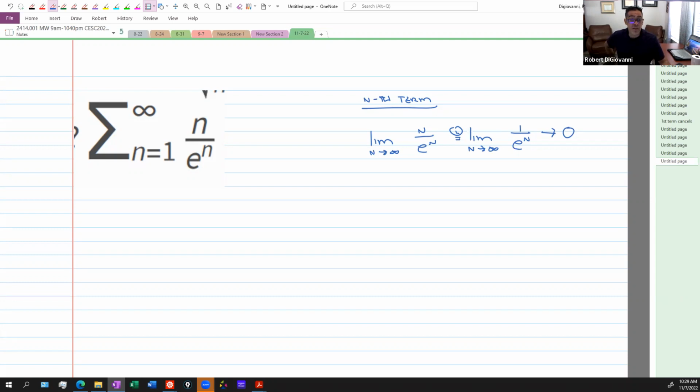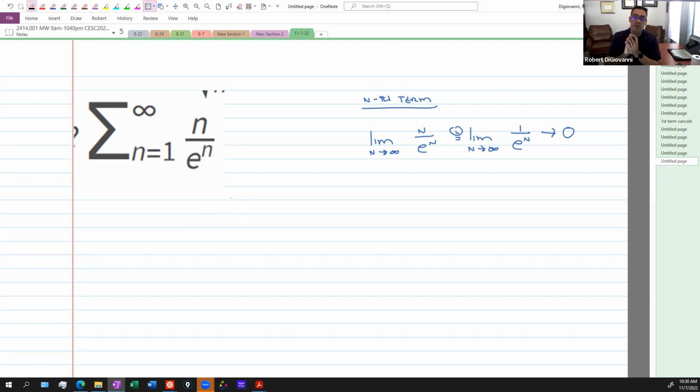Okay. Now, is this geometric? It almost is, right? Like if this n wasn't here, had that been 1 over e to the n, that would be geometric. Because then I can rewrite it as 1 over e to the nth power, and then I can make that become an n minus 1 plus 1, and then I could use geometric series, right? If it was 1 over e to the n. But it's not. It's n over e to the n. And so there's no way around that n on top, and that prevents it from being geometric.